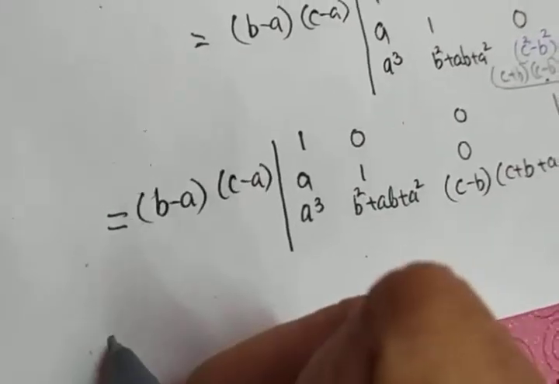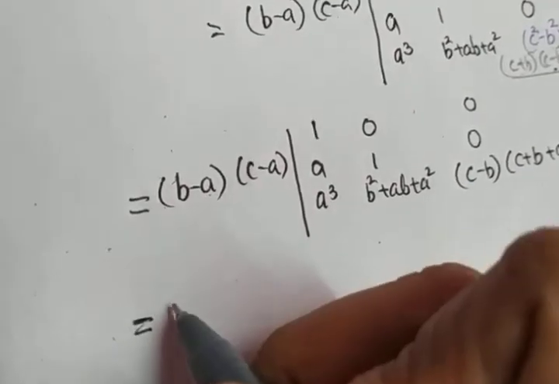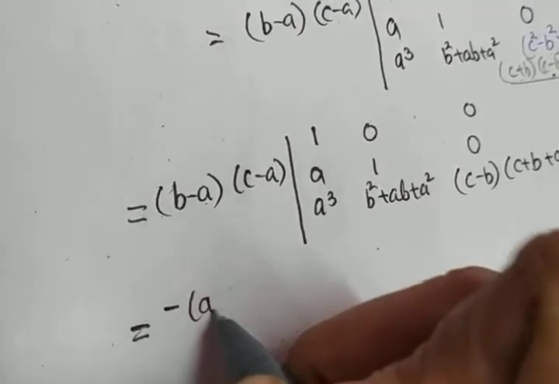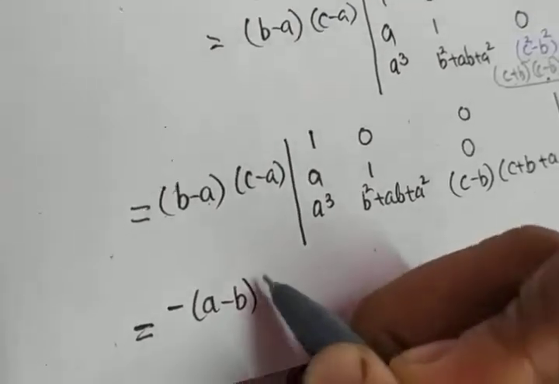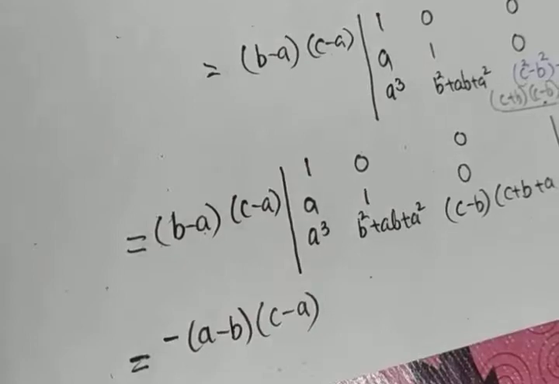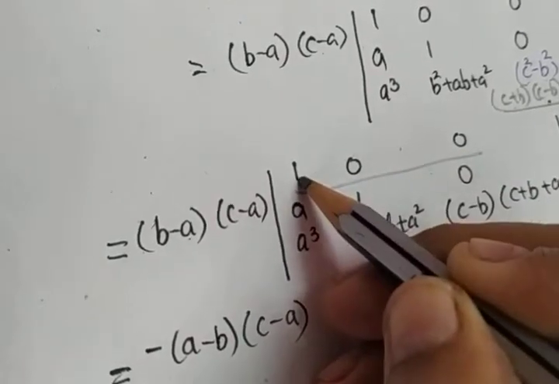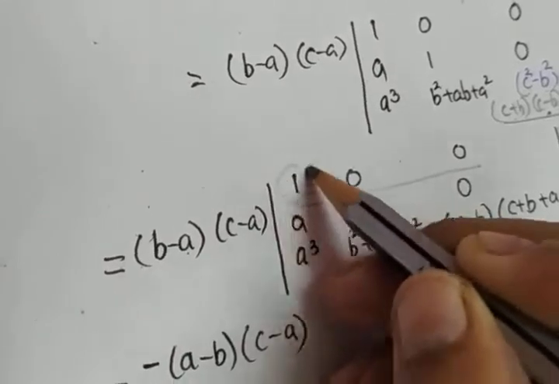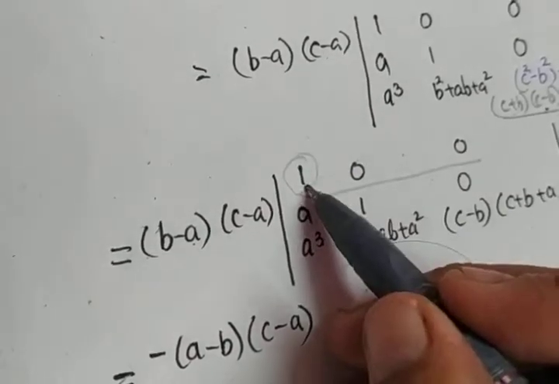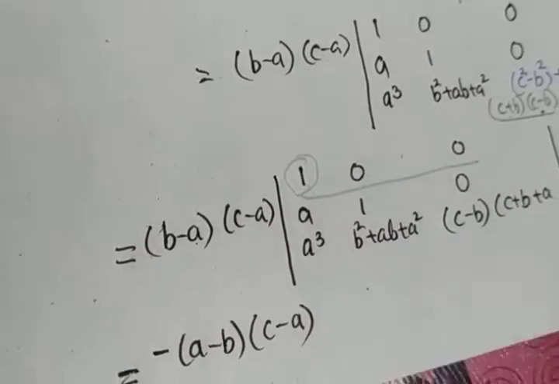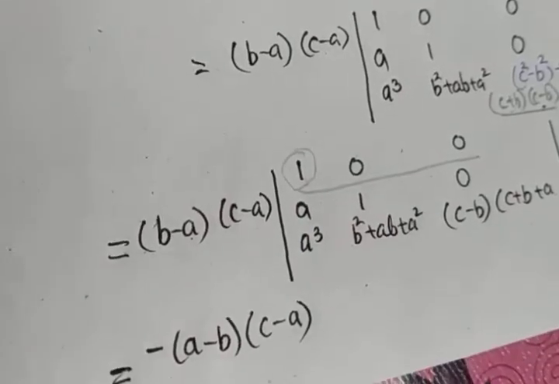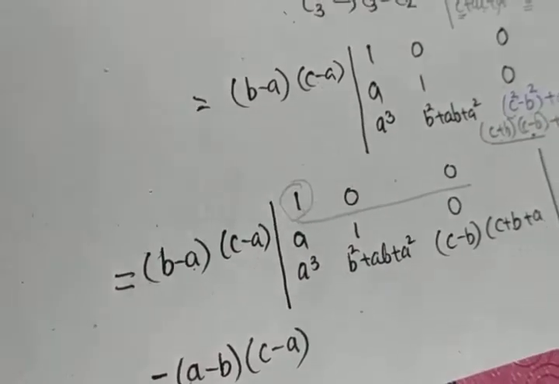Okay, again I am going to expand. So instead of b minus a, I am taking a negative outside. So it will give you minus of a minus b. C minus a, I am taking c minus a itself. And look at the first row. First row contains only one nonzero element, so expansion is very easy. Just expand using the first element. So if I expand using the first element, 1 into the balance product. 1 into any number gives you the value 1, so no need to write that.